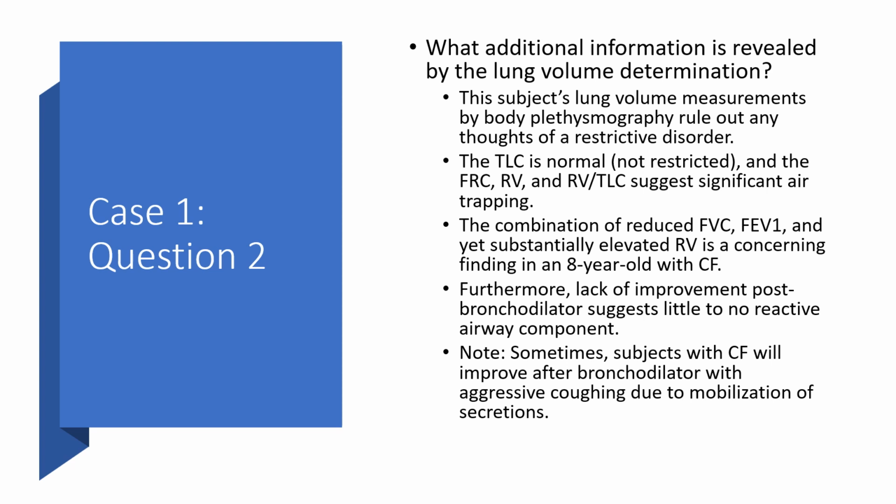The TLC is normal, so the patient is not restricted, and the forced vital capacity, residual volume, and the residual volume to total lung capacity just suggest significant air trapping. The combination of reduced forced vital capacity and FEV1, and yet substantially elevated RV, is concerning for an 8-year-old with CF, so a relatively young patient with cystic fibrosis.